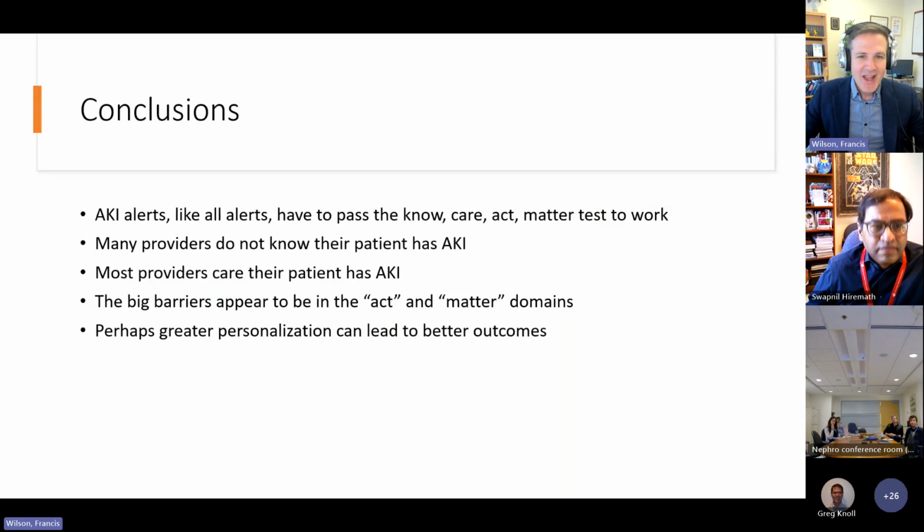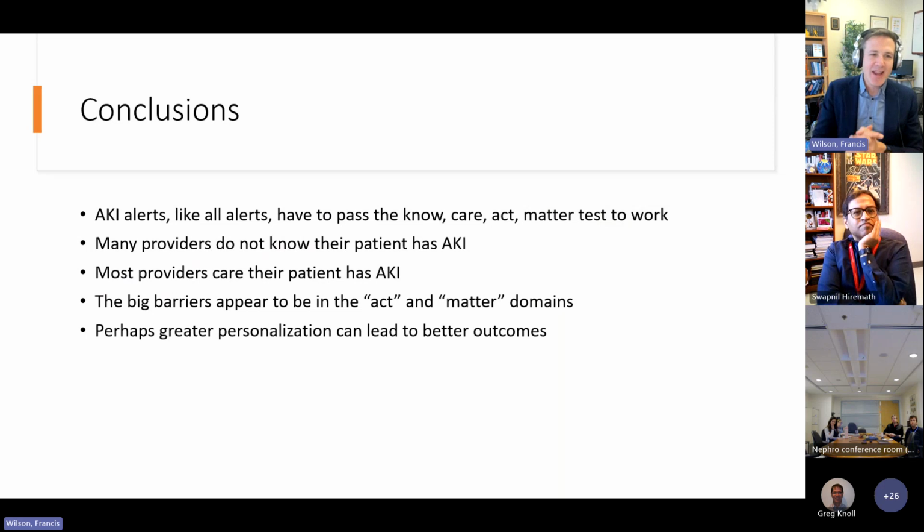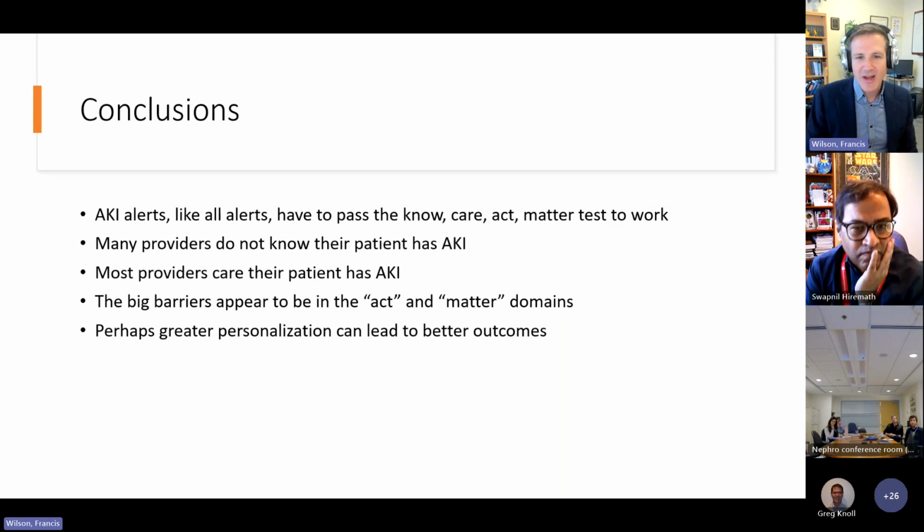I'm just going to rush and go to conclusions. So AKI alerts, like all alerts, have to pass the Know-Act-Matter test to work. Many providers do not know their patient has AKI. Most providers care that their patient has AKI, but the big barriers are in the Act and Matter domains. So we need to tell people what to do, and then what we tell them to do has to make a difference. Maybe greater personalization, either through uplift modeling or these very tailored recommendations like the kidney action team, can lead to better outcomes.